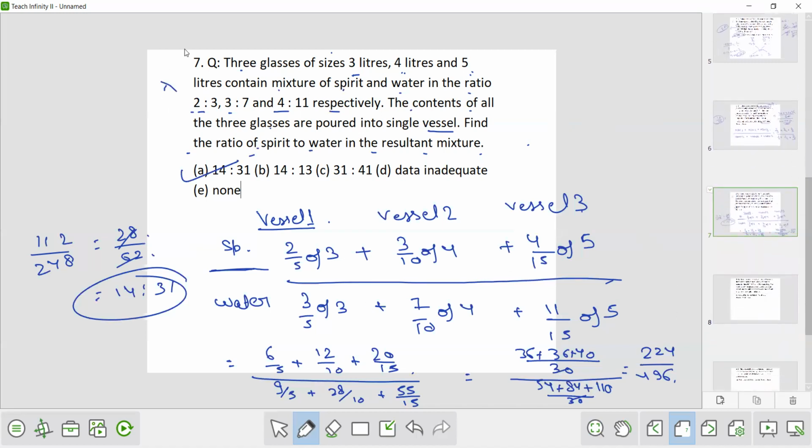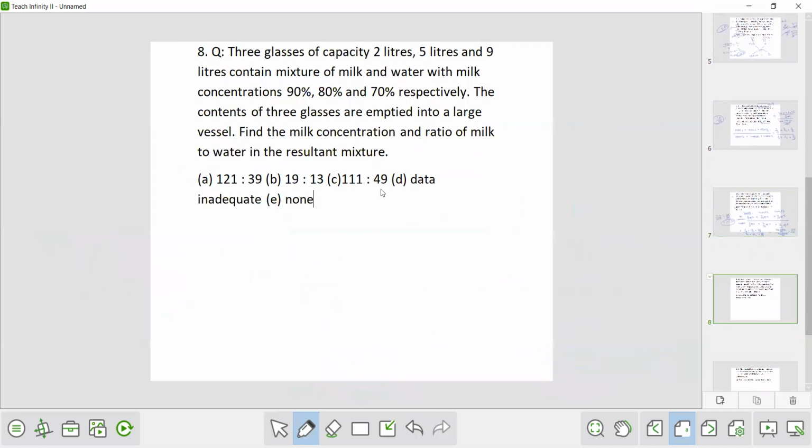Now the next question. Question number 8. Here the concentration is given in terms of percentage, not in terms of ratio. So no problem, we will take the percentage part. 3 glasses of capacity 2 liter, 5 liter and 9 liter contain mixture of milk and water with milk concentration 90%, 80% and 70% respectively. The content of the 3 glasses are emptied into a large vessel. Find the milk concentration and the ratio of milk to water in the resultant mixture. Okay, so milk and water.